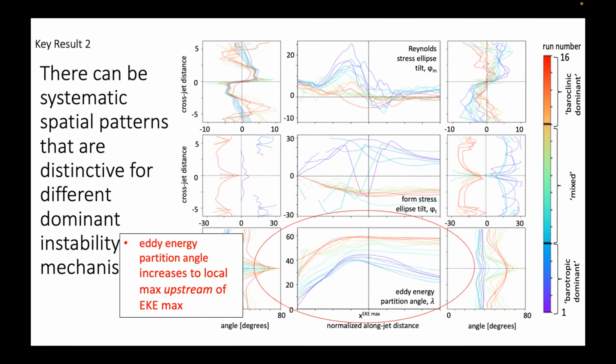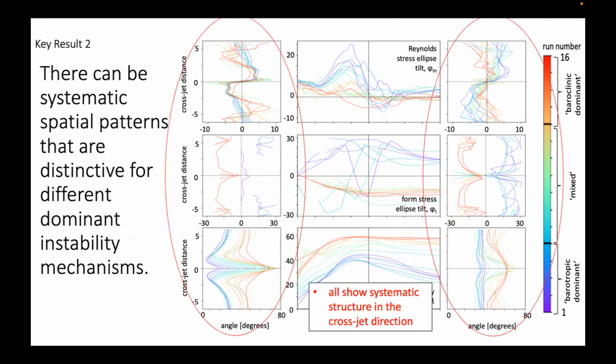And the eddy energy partition angle increases to a local maximum that happens upstream of the eddy kinetic energy max, which is a useful marker downstream. All of these things show systematic structure in the cross-jet direction. And that's the final point.